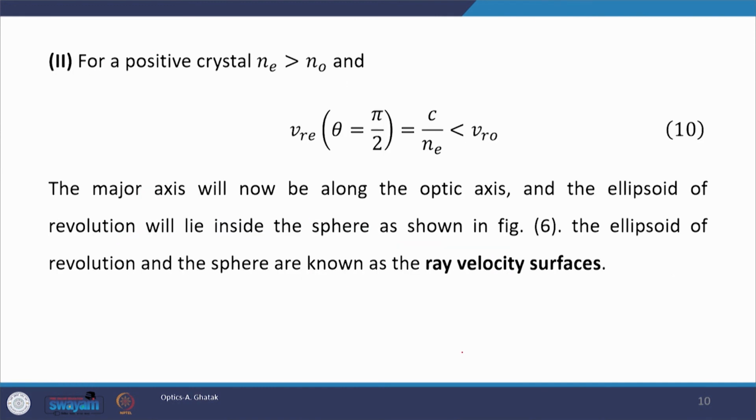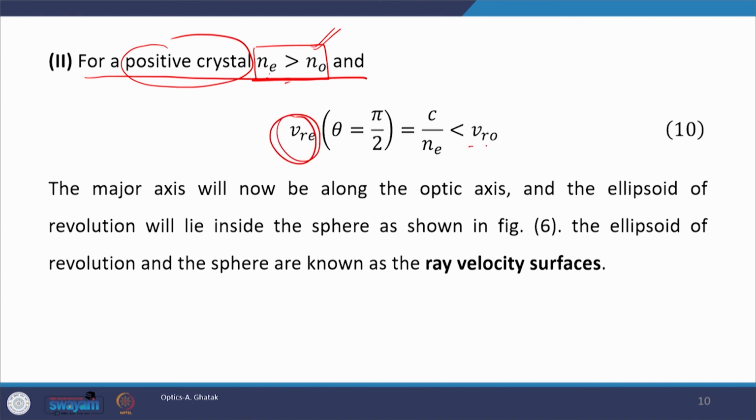Now, let us consider the second case. The second case is when NE is larger than NO. The crystals in which this relation holds are called positive crystals. In this crystal, since NE is larger than NO, VRE would be smaller than VRO. Therefore, at theta = pi by 2, VRE would be smaller than VRO. In a positive crystal, VRE would be smaller than VRO at theta = pi by 2.